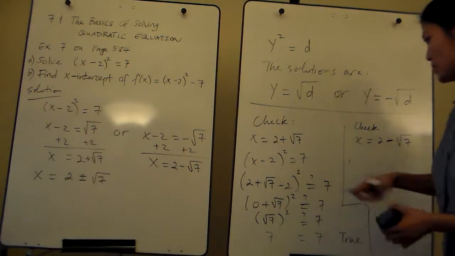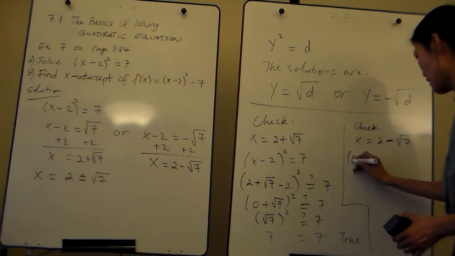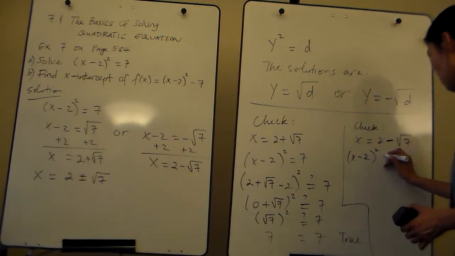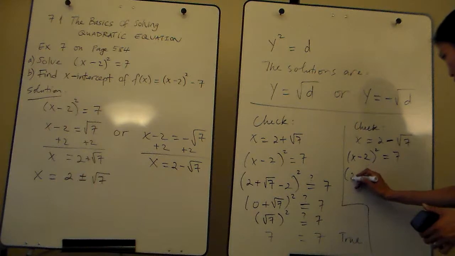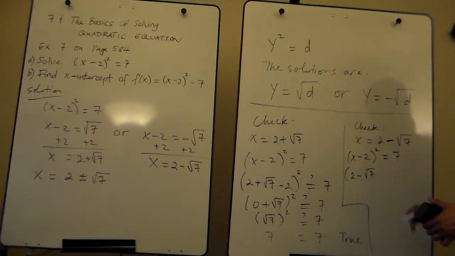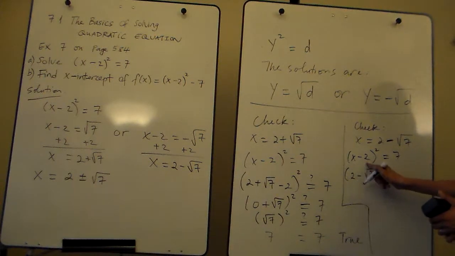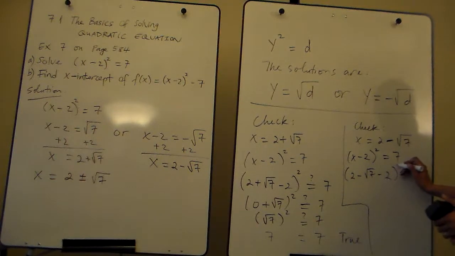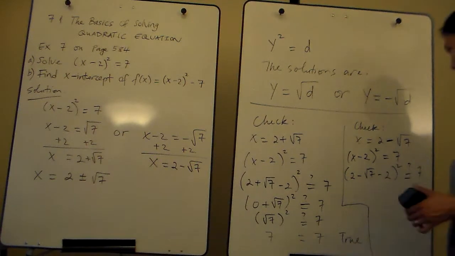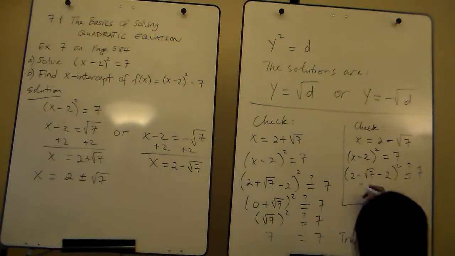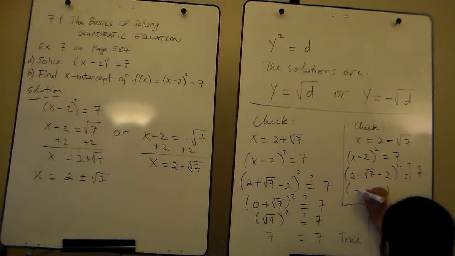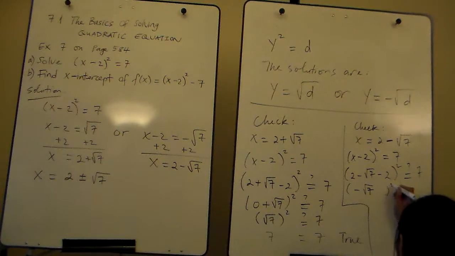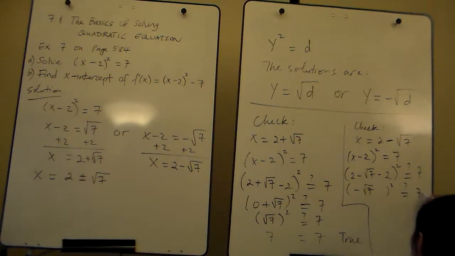Sorry, the original equation is (x - 2)^2 = 7. Substituting the x in here, you have (2 - √7) - 2 squared. And then you simplify: 2 minus 2 is 0. So you're left with (-√7) squared, equal to 7.